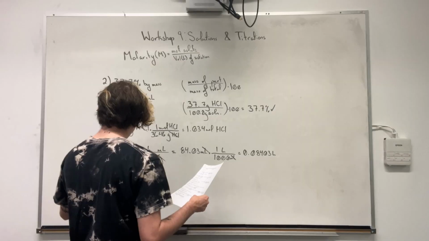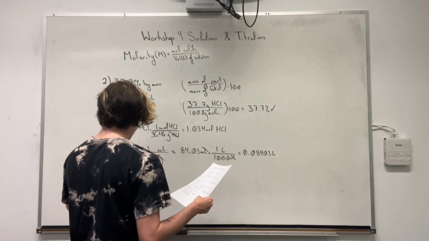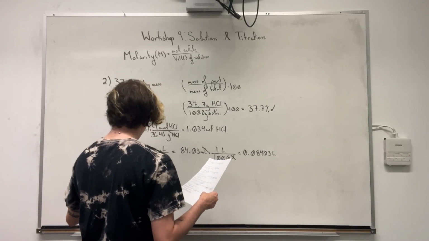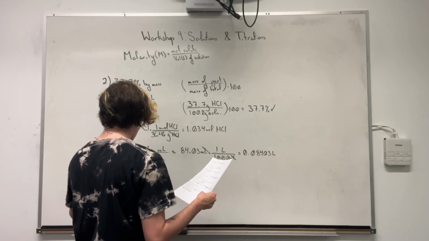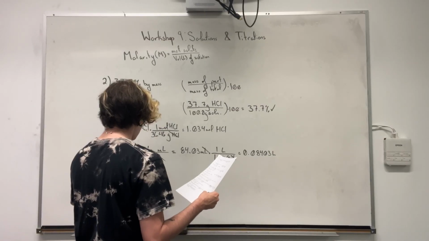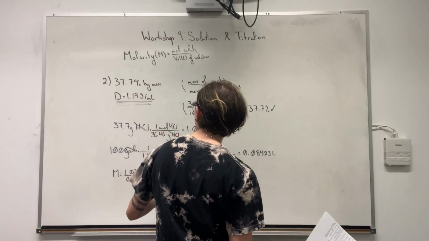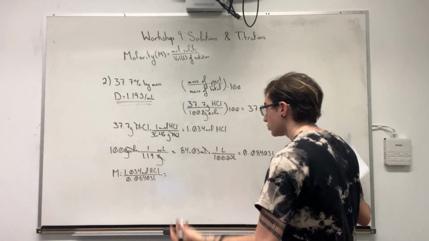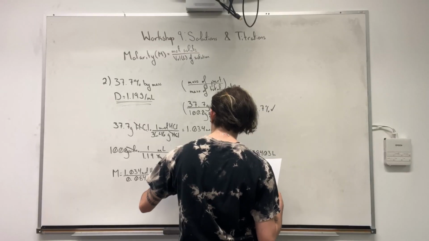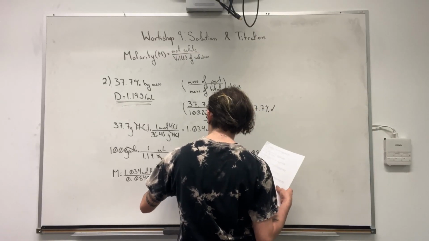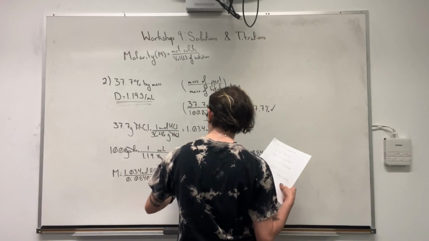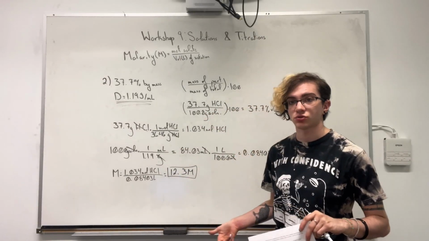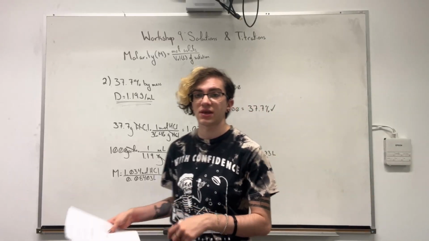Molarity will now be our moles, 1.034 moles of HCl, divided by 0.08403 liters. And so this solution, our 37.7% hydrochloric acid by mass solution, has a concentration of 12.3 molarity. 12.3 moles of hydrochloric acid for every liter of solution. So now let's finish off with example 3.